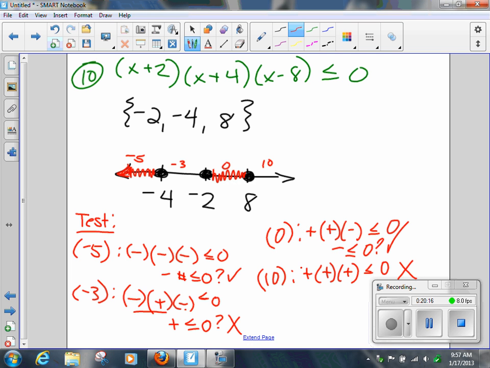How am I going to put this in interval notation? Remember, you go from the left to the right. What's the farthest left number I will list? Parentheses, negative infinity, negative 4, bracket. Union. Bracket, negative 2, 8, bracket. How about that? Cool with that? Questions? Any questions at all?